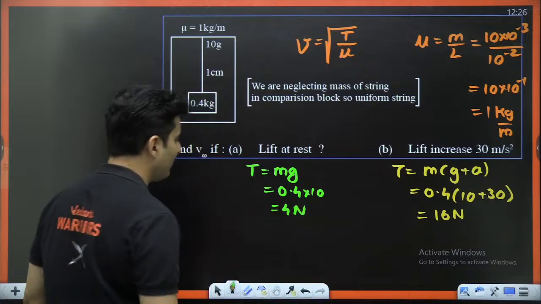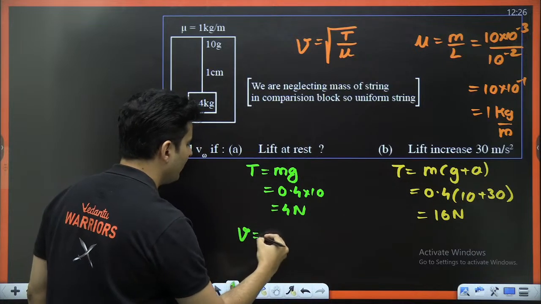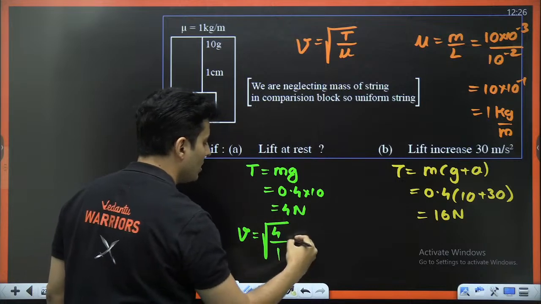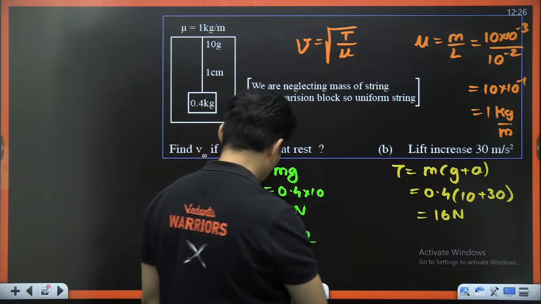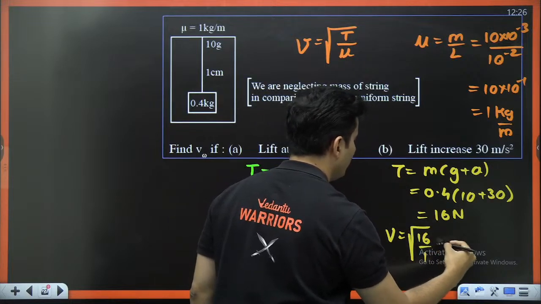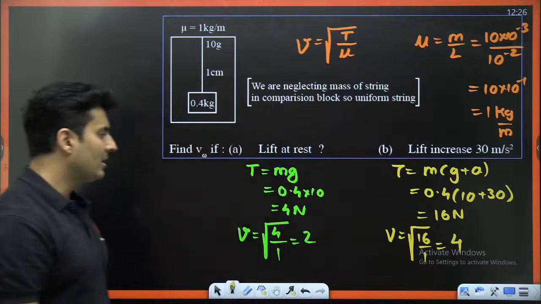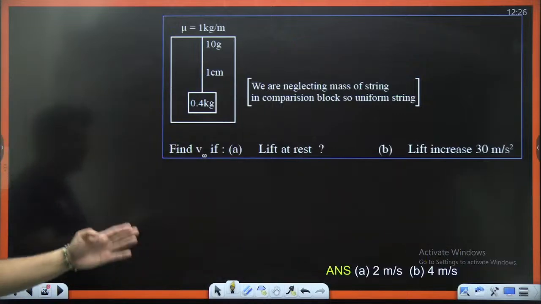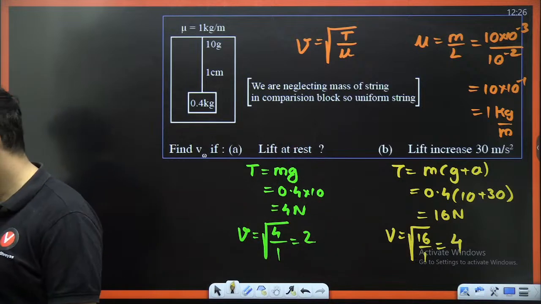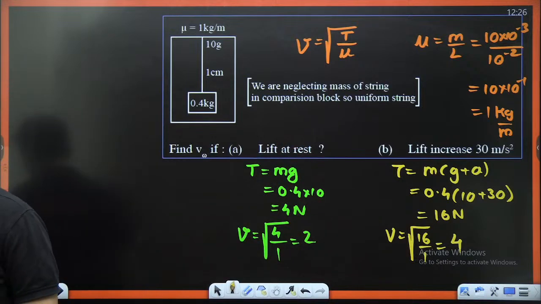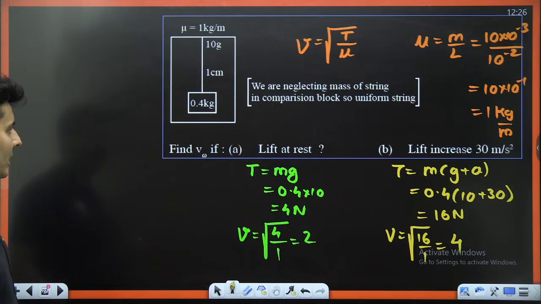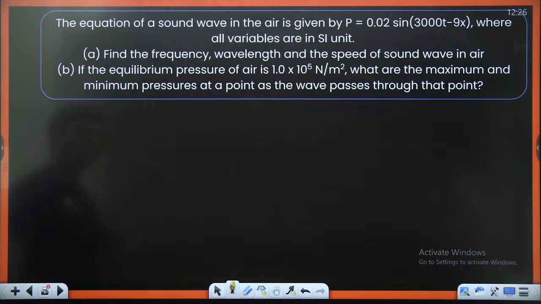So finding the wave speed becomes very straightforward. Wave speed is root of tension by mu. Tension is 4 by mu, so it will become 2. Here, when you find the wave speed, root of tension, which is 16 by mu, it will just become 4. So the answer will be 2 and 4 meters per second. Is that very, very clear? Awesome. Let's move ahead to the next question coming up on your screen.